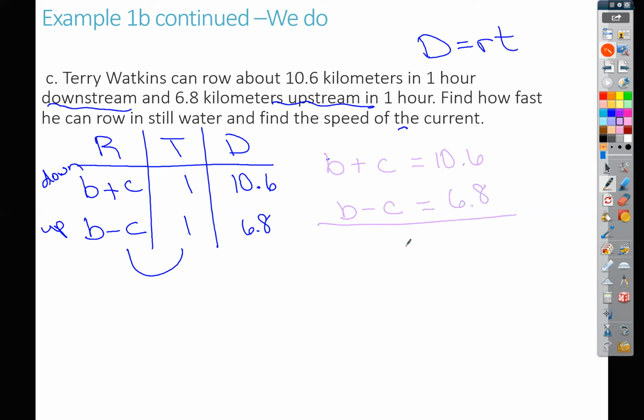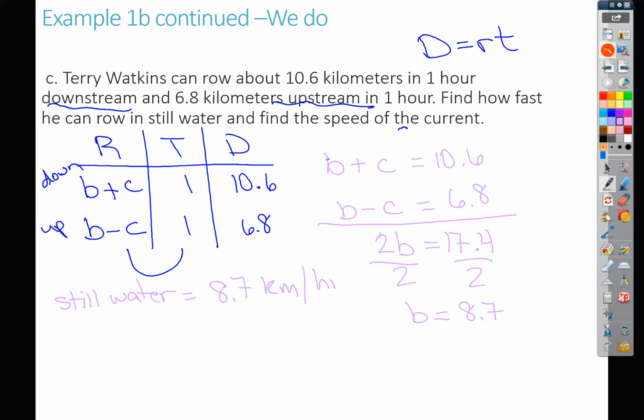So now I'm just going to combine these two together. My C's will cancel out, and I'm going to get 2B equals 17.4. If I divide both sides by 2, I get the speed of the boat is 8.7. Okay, so find how fast he can row in still water. In still water, because that's just the speed of the boat without the effects of the current, he can row 8.7 kilometers per hour.